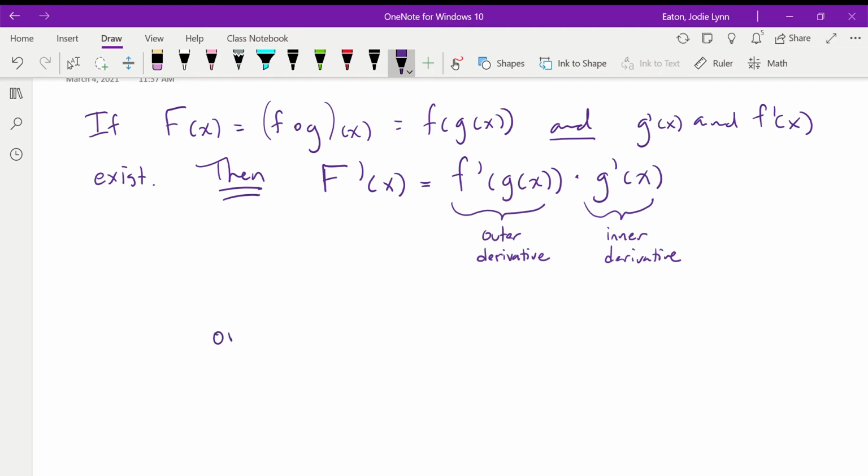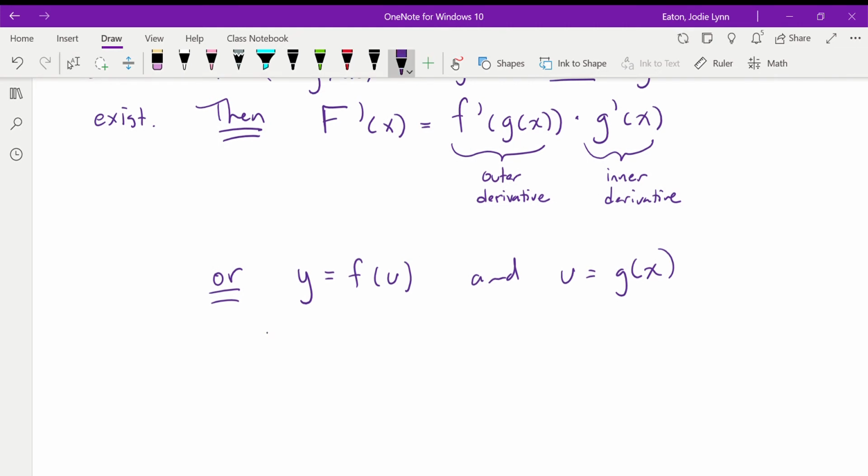Another way to think about it that can be easier, and actually will relate really well to how we undo this when we get to integration, is to use substitution. So to substitute a variable for our inner function. So if we define this as y equals f of u and u equals g of x. So we're going to redefine our g of x as being a variable called u. So what we can say is that dy/dx is equal to dy/du times du/dx.